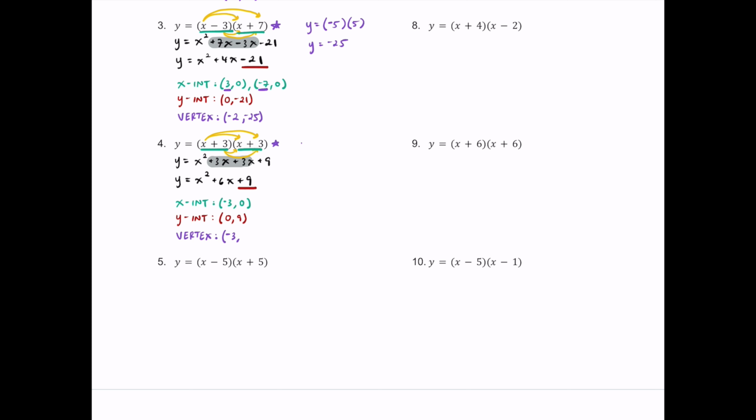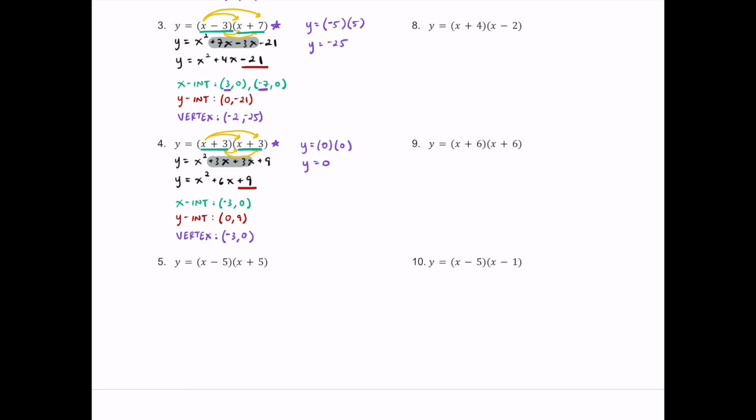because I'm going to plug in that -3 here. So if I plug in -3 for this first binomial, -3 plus 3 is going to be equal to 0. And then -3 plus 3 is 0. So when x is -3, y equals 0. But that's the same thing as what the x-intercept was anyway. So yeah, that's basically what's going to happen if you have two of the same binomials.